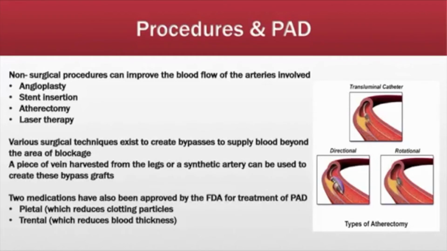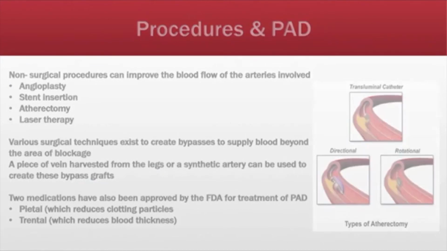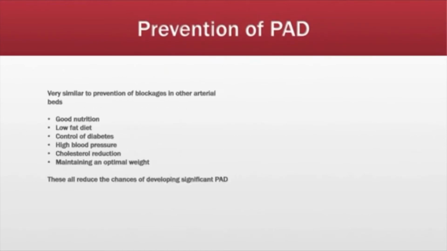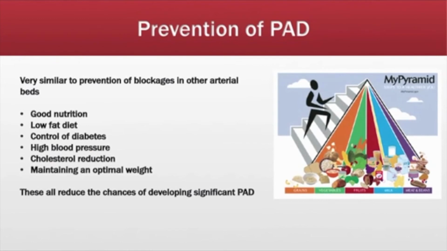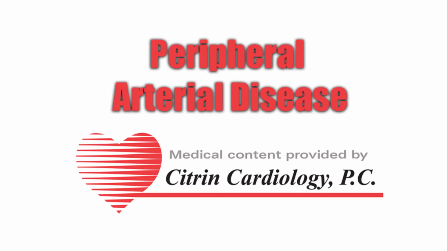Two medications have also been approved by the FDA for treatment of PAD. These are Plavix, which reduces clotting particles, and Trental, which reduces blood thickness. Prevention of PAD is very similar to prevention of blockages in other arterial beds. Good nutrition and low-fat diet, control of diabetes, high blood pressure, and cholesterol reduction, and maintaining an optimal weight reduce the chances of developing significant PAD.